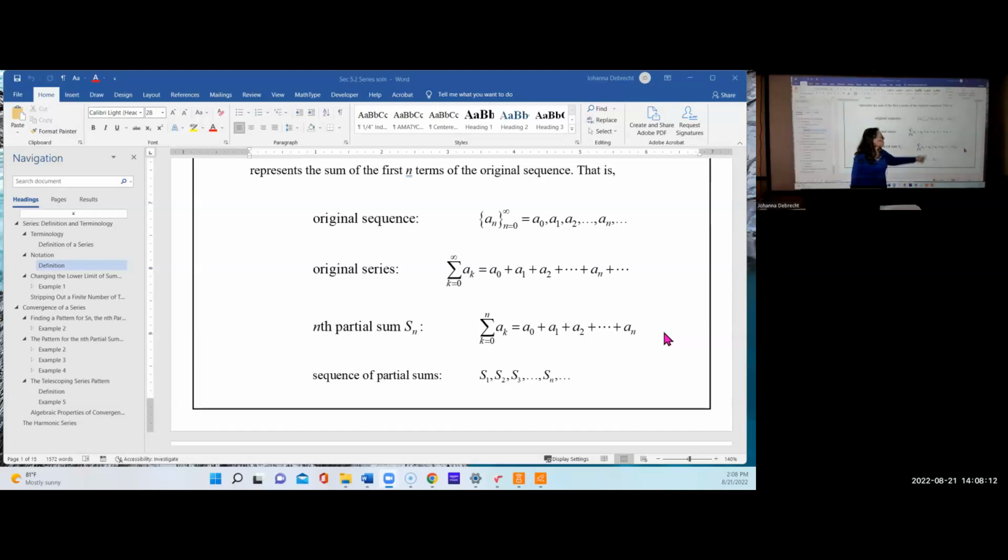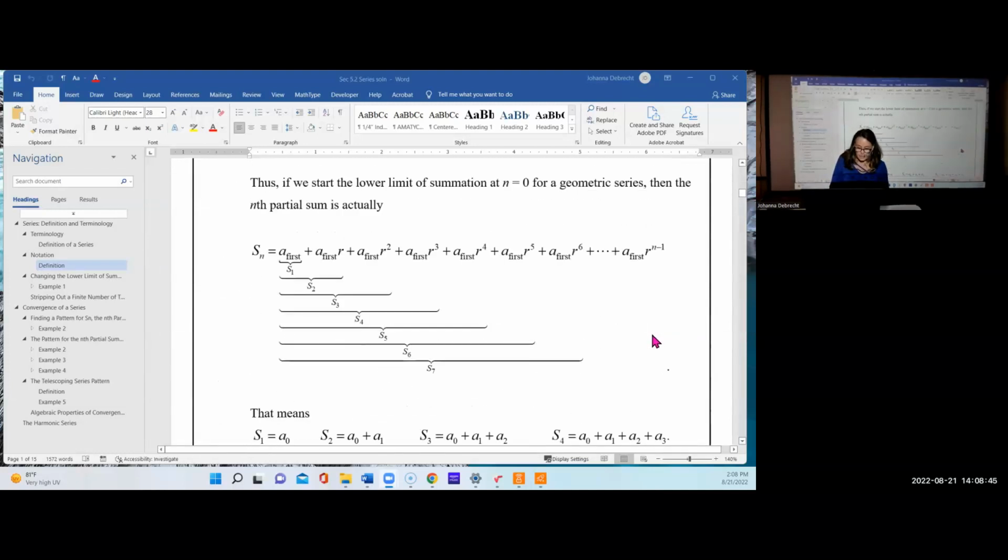So S1 is just the first term by itself, A sub 0. S2 is the sum of the first two terms. That would be A sub 0 plus A sub 1, those two right there. S3 would be the sum of the first three terms, A sub 0 plus A sub 1 plus A sub 2. And you can see that this creates in itself yet another sequence based on the series. And the series, of course, is based on the original sequence, A sub n.